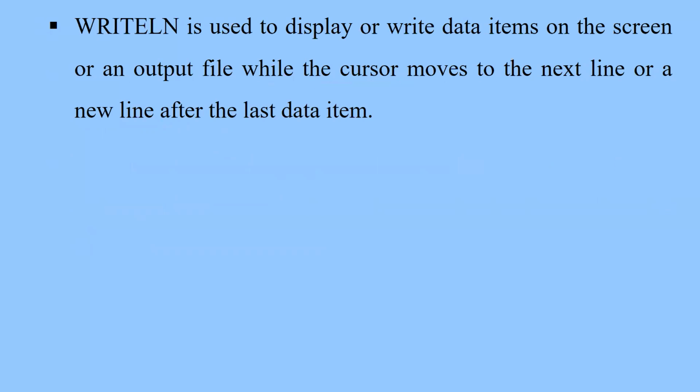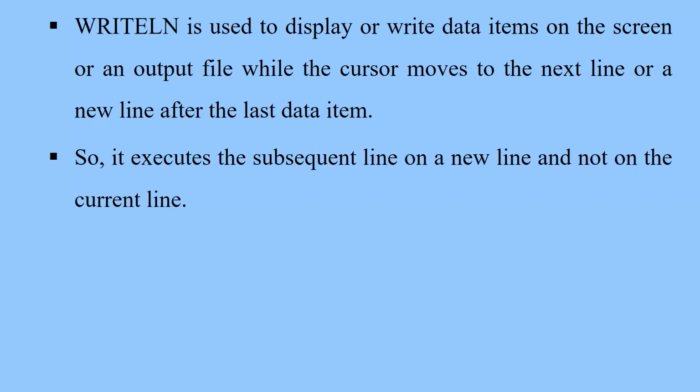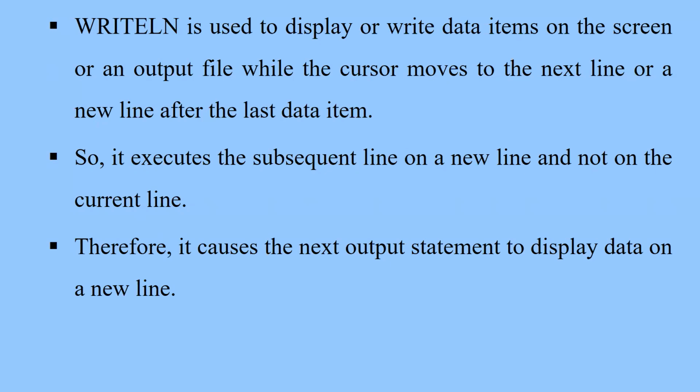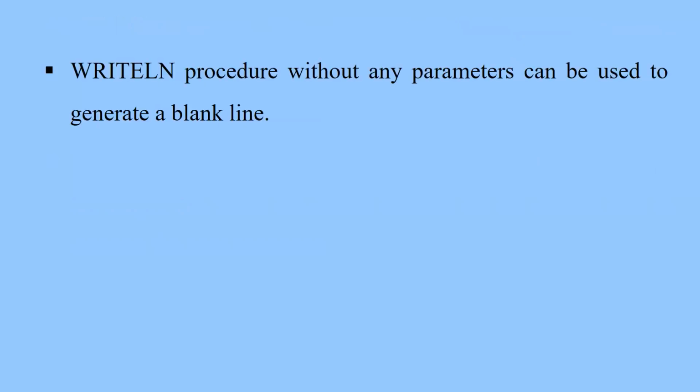Writeln is used to display or write data items on the screen or an output file while the cursor moves to the next line or a new line after the last data item. So it executes the subsequent statement on a new line and not on the current line. Therefore, it causes the next output statement to display data on a new line. The writeln procedure without any parameters can be used to generate a blank line, like when you want to get proper spacing between one output and another on the screen or on a file.